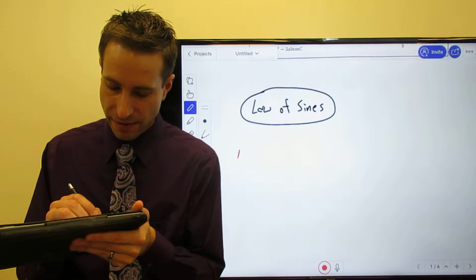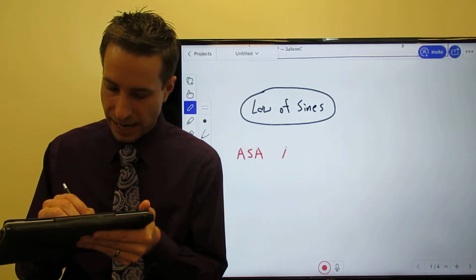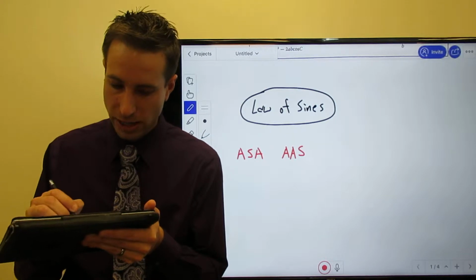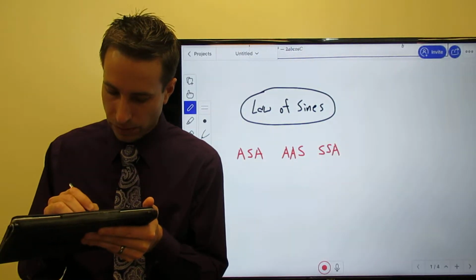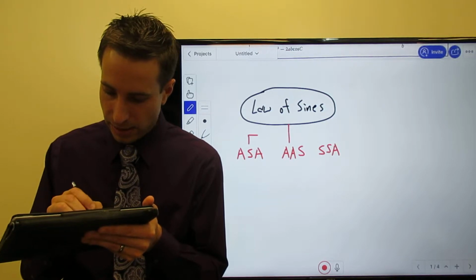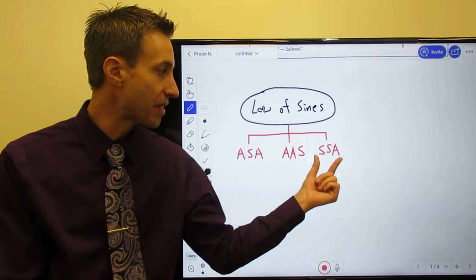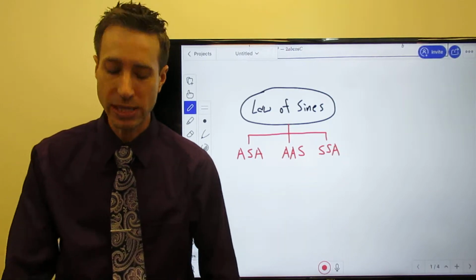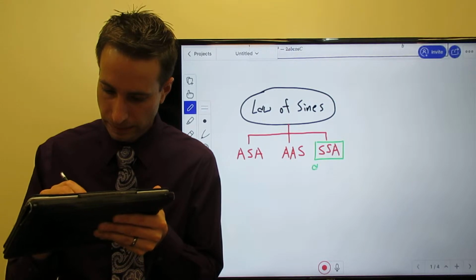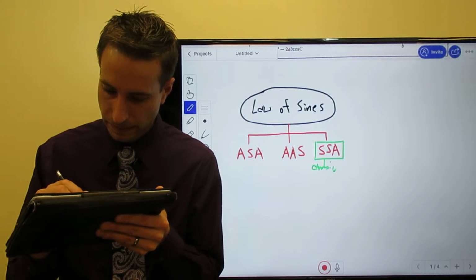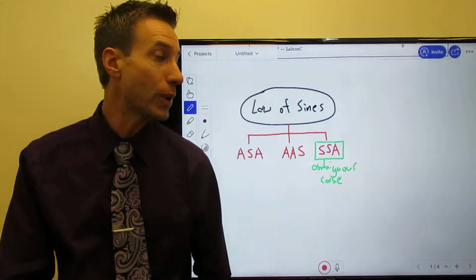It was if you were given an angle, a side, and an angle; an angle, an angle, and a non-included side; and a side, side, angle. It was these three cases where the law of sines applied. Now, please keep in mind that this last one was the ambiguous case, meaning we had to check it.